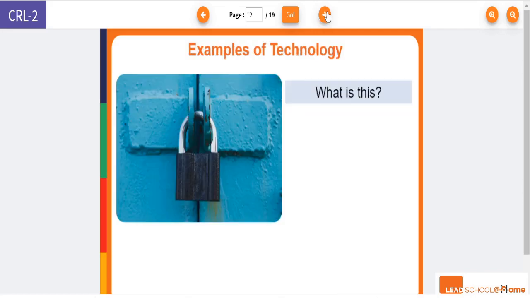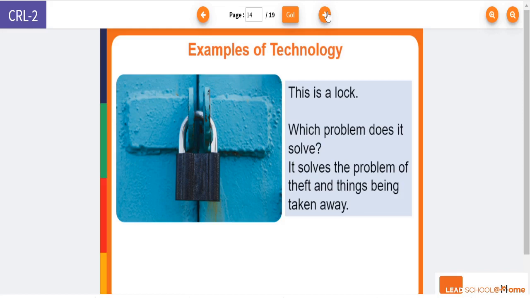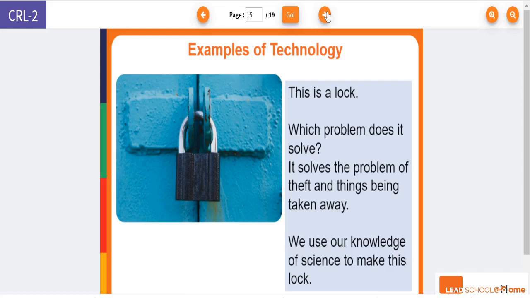Let's look at this example. What is this? Yeah, it is a lock. And which problem does it solve? Why do we need a lock? That's correct. It solves the problem of theft and things being taken away. When we want to make sure that nobody else takes our things, then we use a lock.